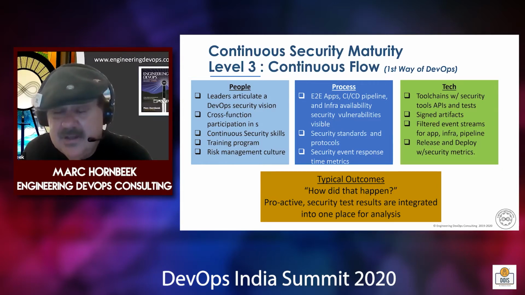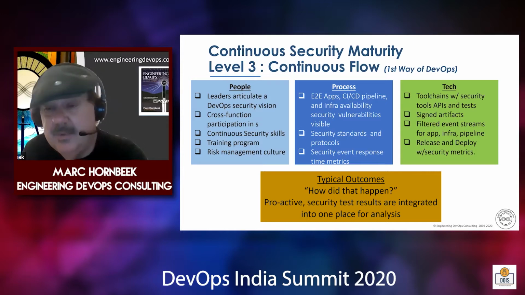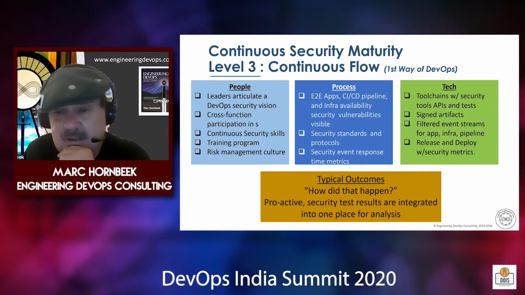You have signed artifacts in place for things like the containers and other things that are being brought in as artifacts for deliverables. The event streams are filtered for applications, infrastructure, and security pipelines so that the right people get the information for security events at the right time. And release and deployment metrics have security built into the decision process for releasing and deployment, as much as possible automated.